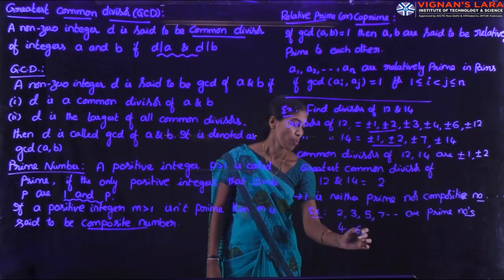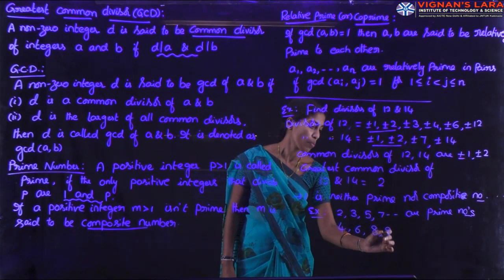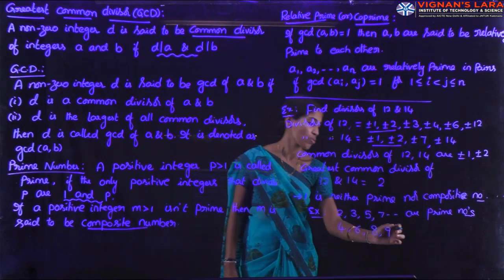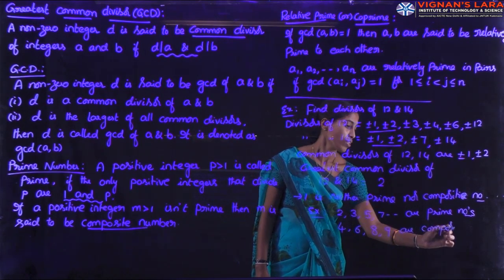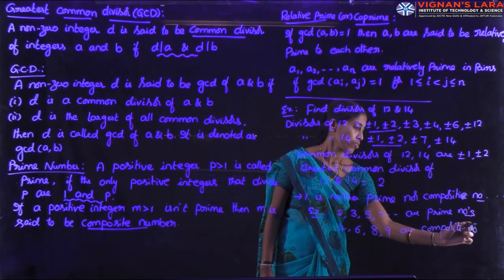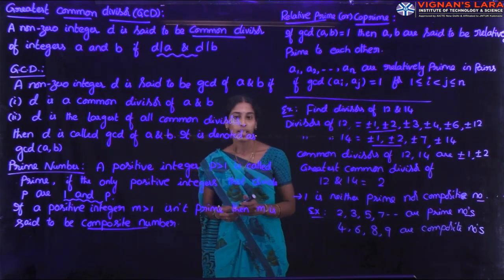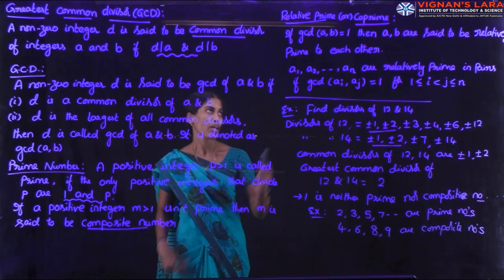6 is a composite number, 8 is a composite number, and also 9 is a composite number. So these are composite numbers, right? Next definition is relatively prime or co-prime.